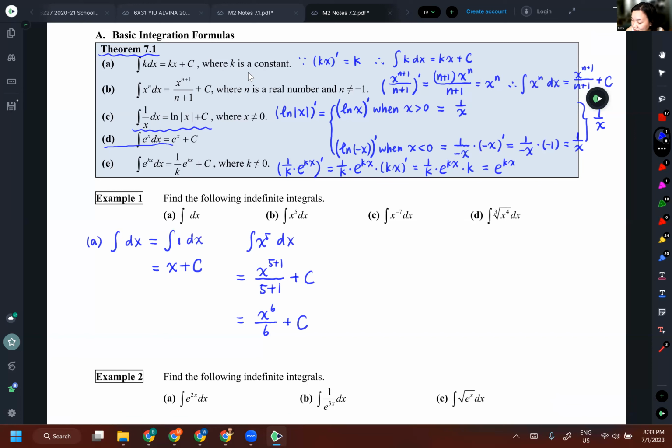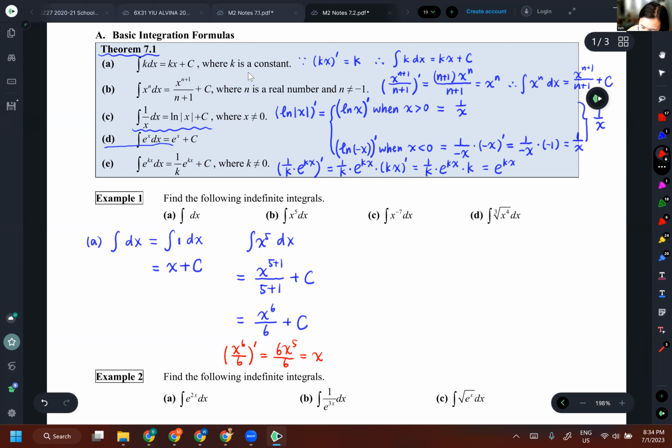Now, if you have any doubt of your own answer, you can differentiate quietly to check. You can differentiate and see if the outcome is really x to the power 5. If it is, then you're correct. But you don't have to really do that. Once you practice enough, then I think you're okay.